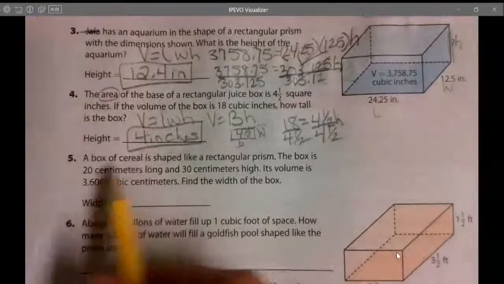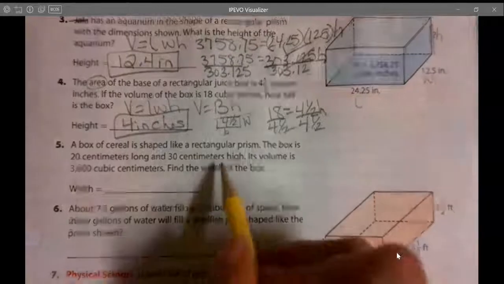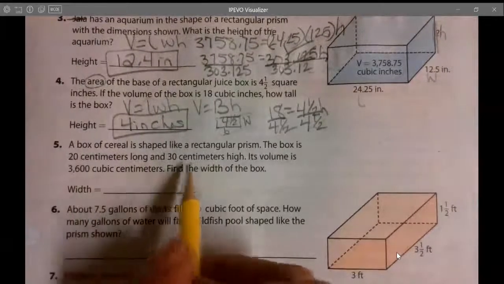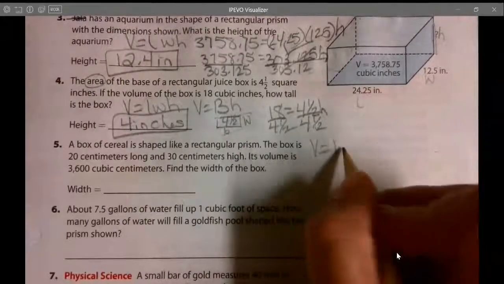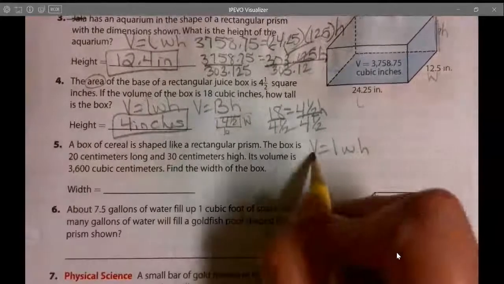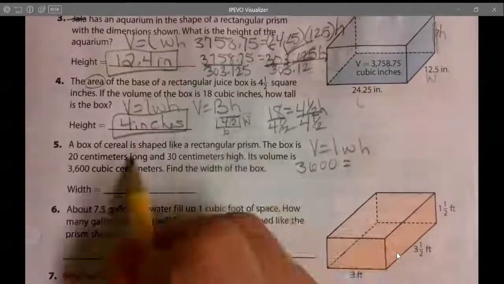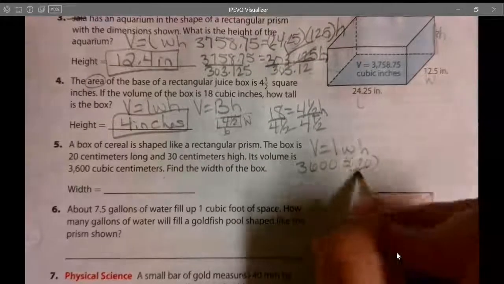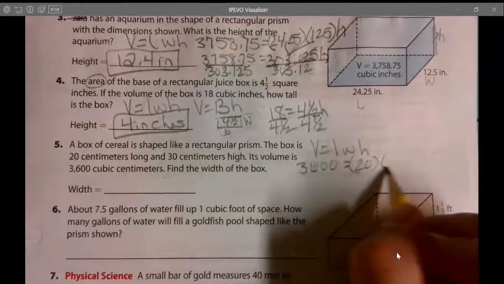Let's look at number 5. A box of cereal is shaped like a rectangular prism. So kind of like this, but on its side. The box is 20 centimeters long and 30 centimeters high. Its volume is, okay, so it tells me volume. I know I'm going to do length times width times height. And now I just have to substitute my numbers in. Do I have a volume? Yes, 3,600. Do I have a length? Yep, 20 centimeters. Do I have a width? No. Do I have a height?